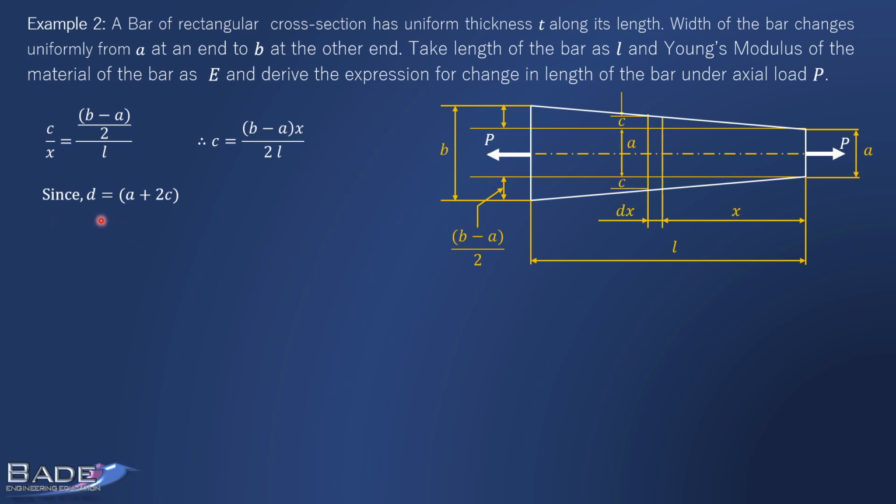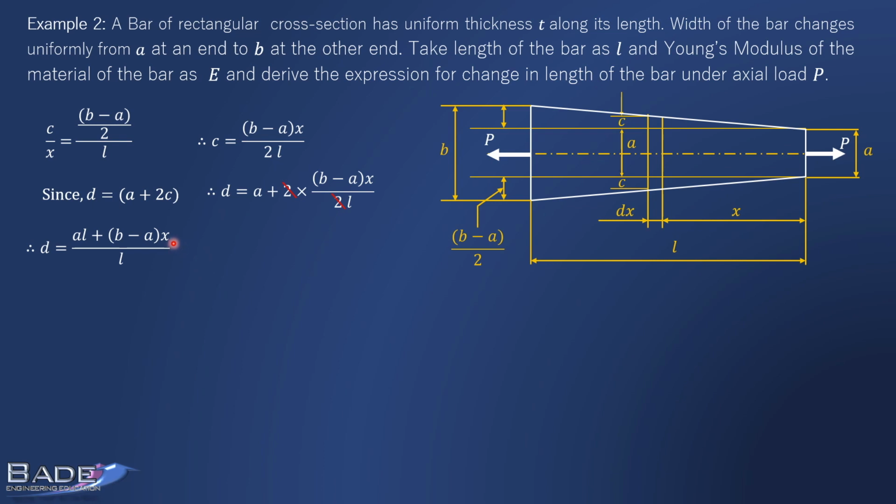Now we got width in terms of x. What is the width here? We have labeled it as d, and we know that d is A plus 2C. So d is equal to A plus 2 into B minus A into x by 2L. We have just replaced C by this expression. So we'll remove that 2 from numerator and denominator. So this is that width of the cross section at distance x, in terms of x.